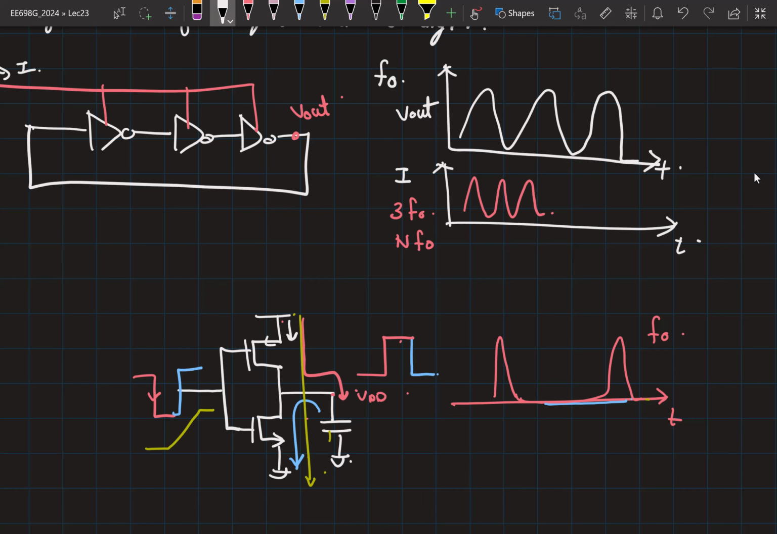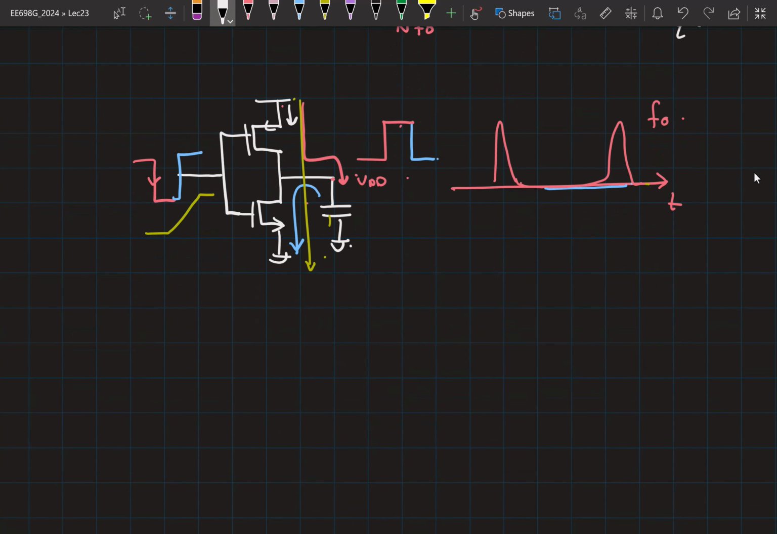Quickly tell me the power for one inverter. Assume that there is some capacitor C here and the signal is at F0. What is the power consumed by a single inverter?